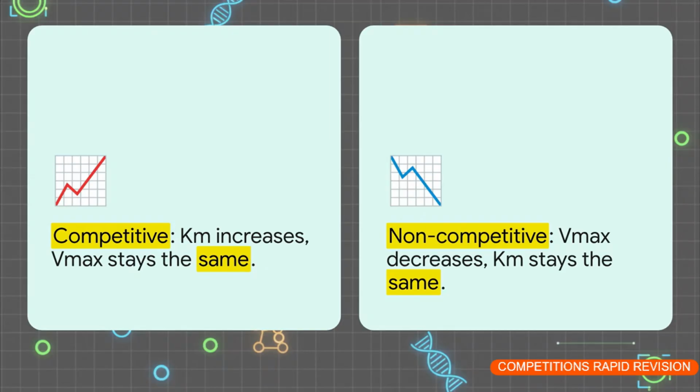Look at the exact differences right here. In competitive inhibition, the Km increases, but Vmax stays the same. In non-competitive inhibition, Vmax decreases, but Km stays the same. Trying to memorize those graphs can be super stressful during the actual exam.